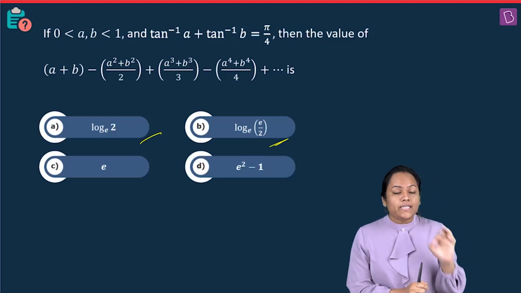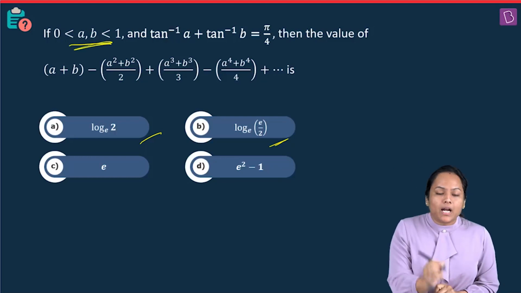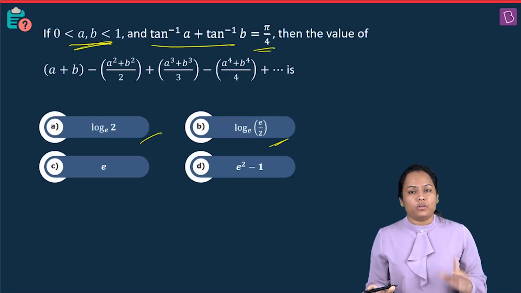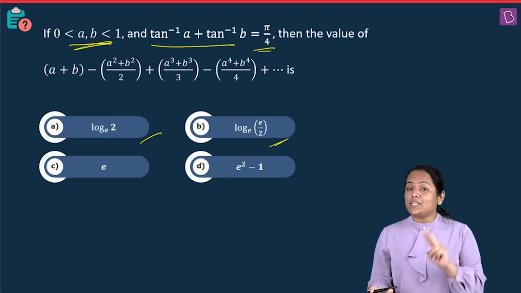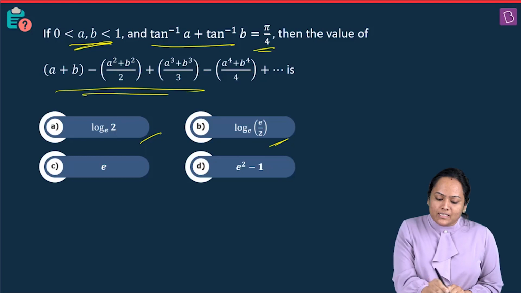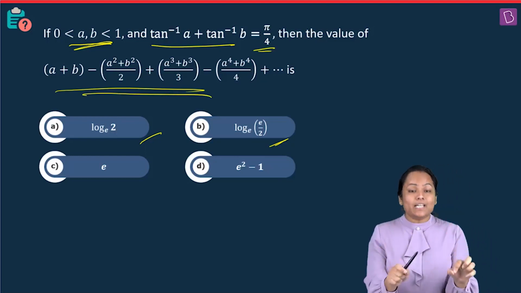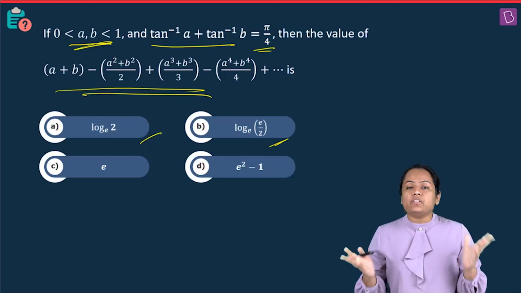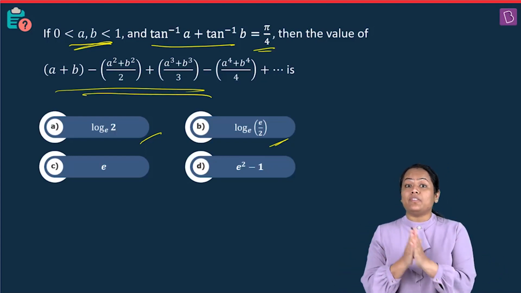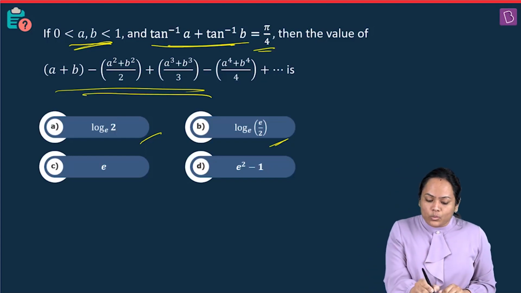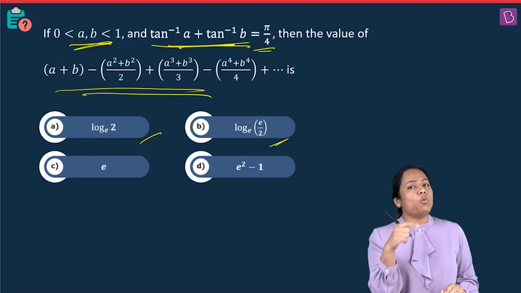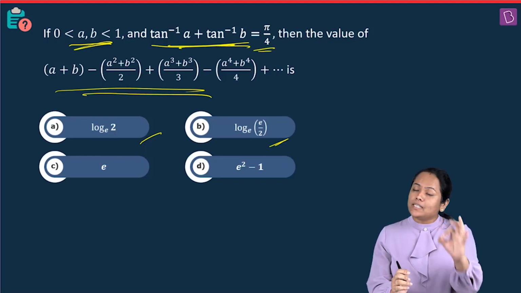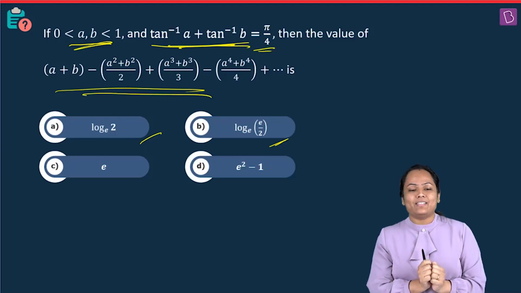Because what they have mentioned is that a and b are lying between 0 to 1 and tan inverse a plus tan inverse b is pi by 4. So this is one condition. They have asked the value of a summation. This summation series is actually very enticing. Yes, here you have to observe the pattern which I am talking about. Directly, obviously, you can't find the values of a and b separately because they have given us only one condition. So what should I do? Well, if you look at the series, listen very carefully, guys. It's a very interesting question.